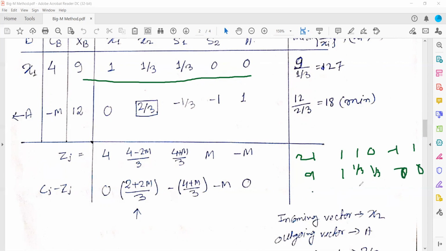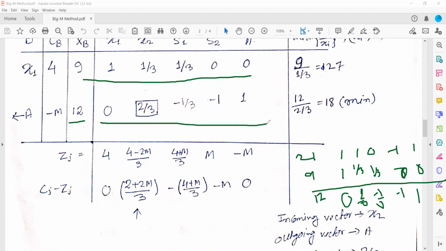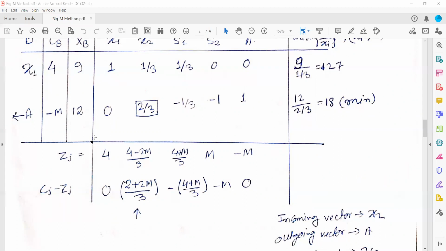Okay, so if you subtract it, 21 minus 9 is what? 12. So 12 is there. 1 minus 1 is what? 0. 1 minus 1 by 3 is your 2 by 3. 0 minus 1 by 3 is what? -1 by 3. -1 minus 0 is what? -1. And 1 minus 0 is what? 1. Did you get this? Simple. If there is any other row above this, then also you need to make it 0 using the same concept, using the transformation.